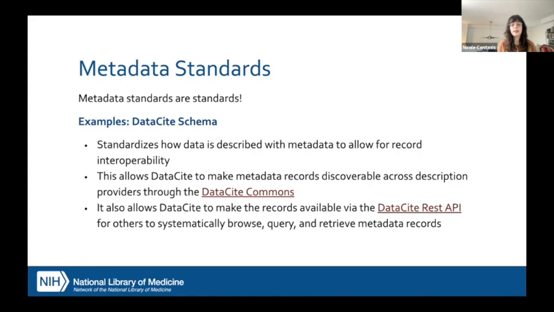It also allows DataCite to make records available via the DataCite REST API. So for those of you who might not know what an API is, it allows people like programmers to systematically browse, query, and retrieve metadata records. It's something that you can use if you're a little bit more programming literate. I have not used an API, just as a full confession. But it is because we have these standards set, we have these agreements about how our descriptions will be written and what information we'll put in them. That's what allows all of this technology to work.